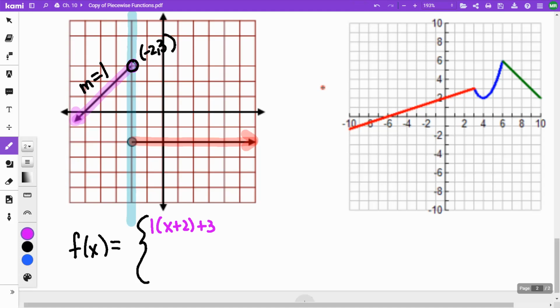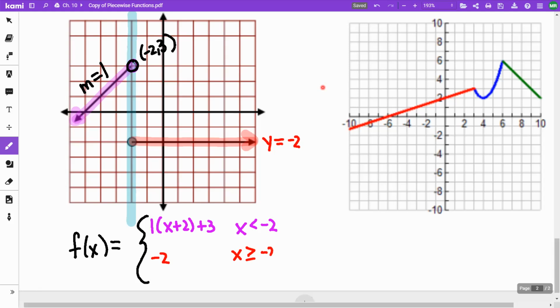Now, I don't have the whole entire line. Remember, we have this divide at -2. And this was open, so this is going to be x is less than -2. Now, the red one is really a horizontal line at y equals -2. So I'm going to write -2 because that's f of x equals -2, and its x is greater than or equal to -2.